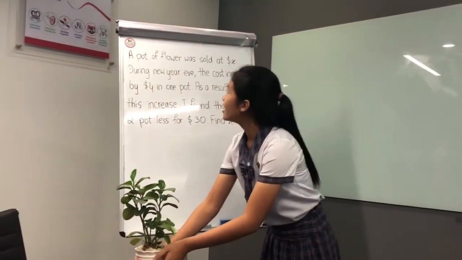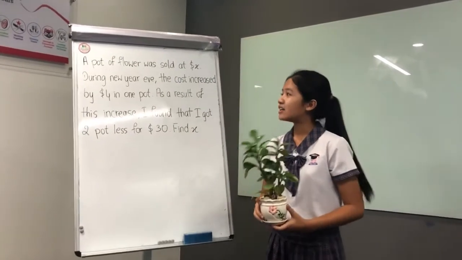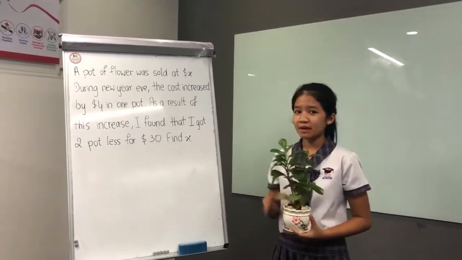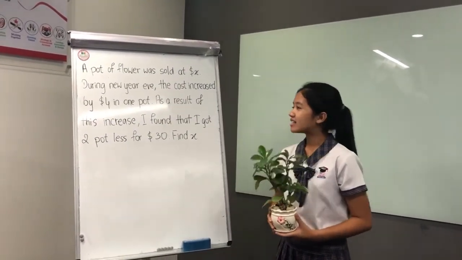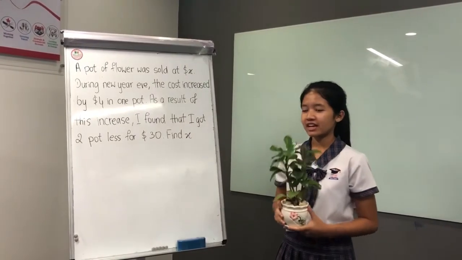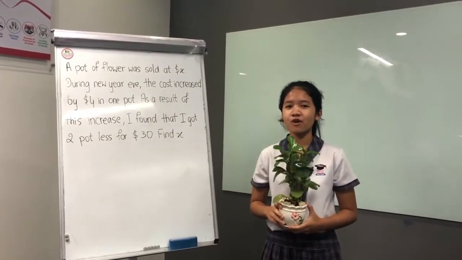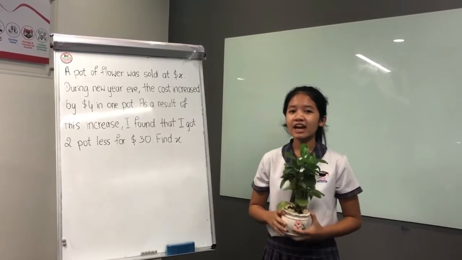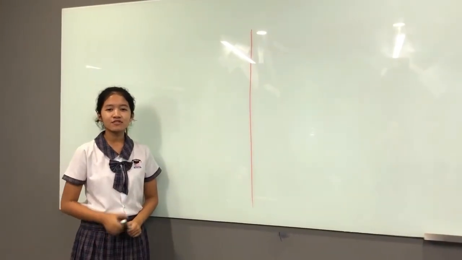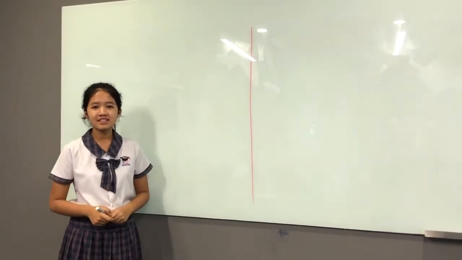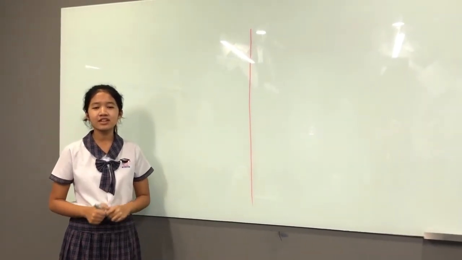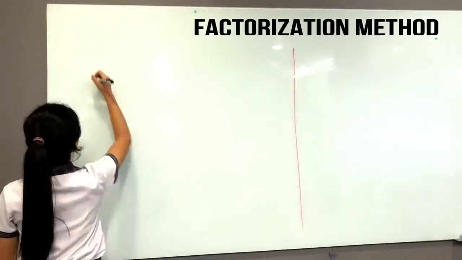So let's look at the problem. A pot of flour was sold at $X, and during New Year Eve, the cost increased by $4 in one pot. As a result of this increase, I found that I got 2 pots less for only $30, and I want to find X. To find X, we have two methods. The first one is the factorization method, and the second one is the quadratic formula method.